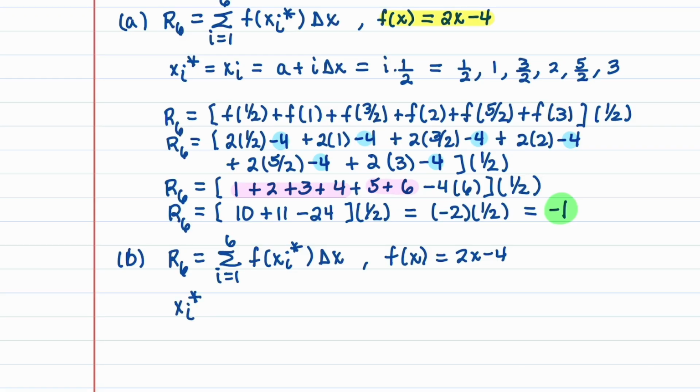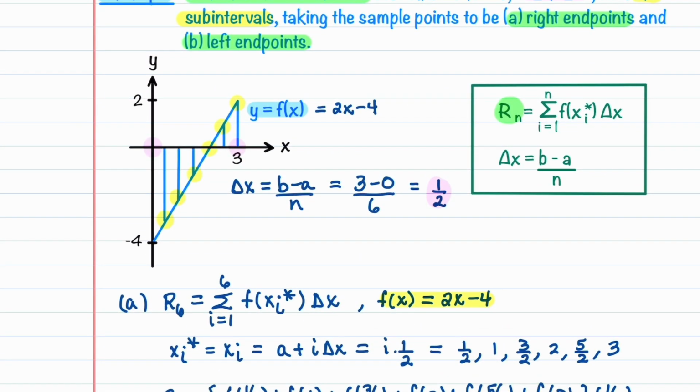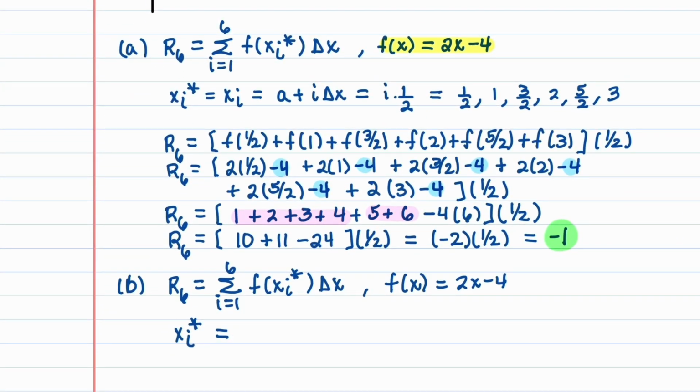Now what's changing is our x sub i star. Because we are using left endpoints, let's go back up here and I'll highlight these so you can see what they are. We're using these 6 endpoints. Our x sub i star is notated as x sub i minus 1, and this is equal to a plus i minus 1 times delta x. Again, a is 0, so this just gives us i minus 1 times our delta x, which is 1/2. The delta x doesn't change when you use left-hand endpoints versus right-hand endpoints.